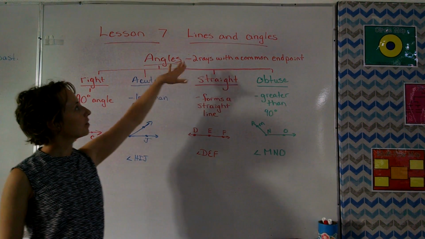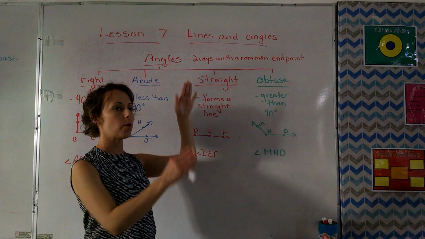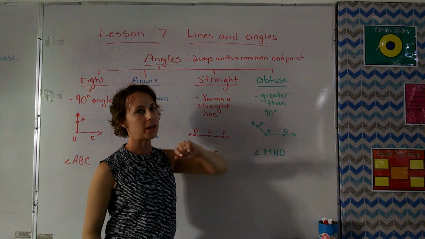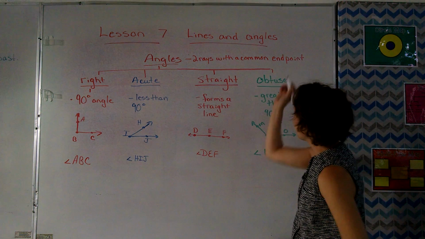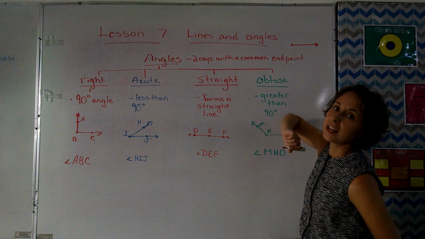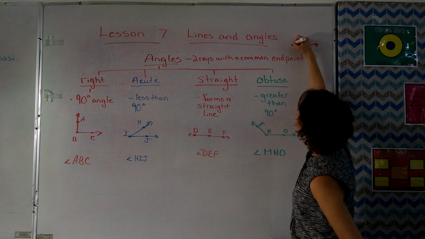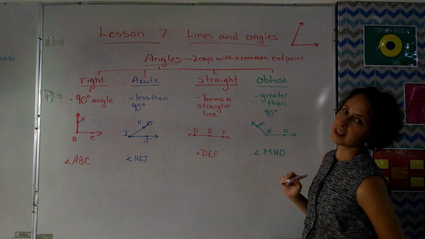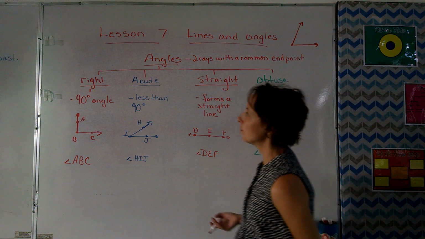An angle is two rays. So remember, a ray starts at a point, continues on, and it has a common end point. So if you're going to draw an angle, you'd have your point and your ray, and you would connect that to another point and ray, but they would have the same end point for both rays. That's how you define an angle.